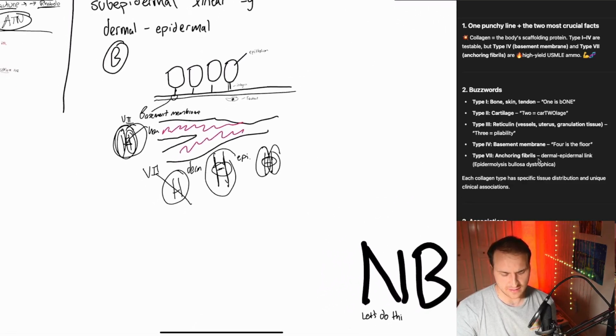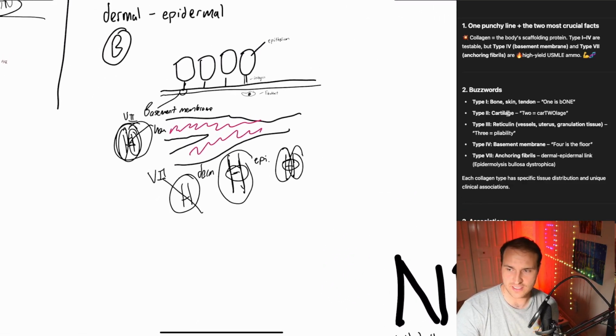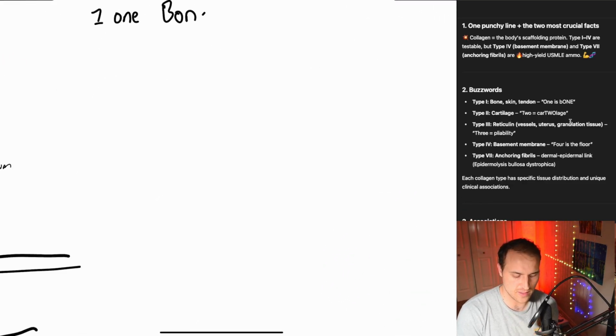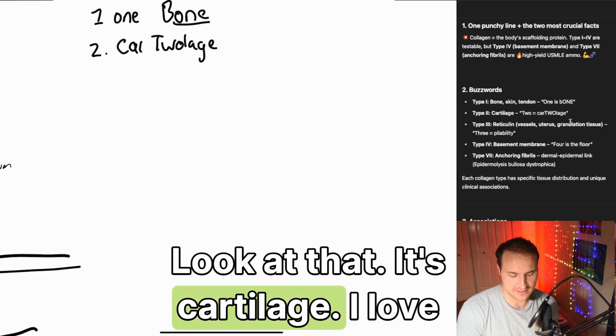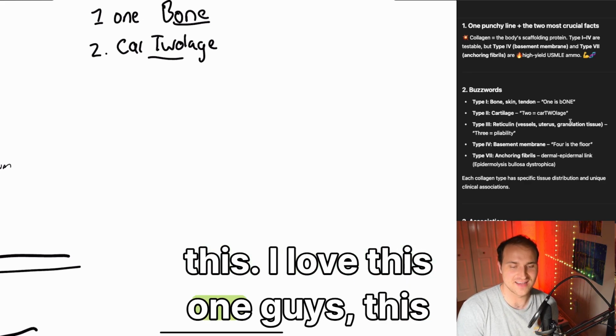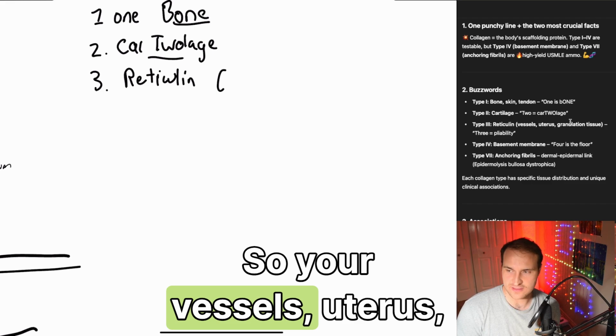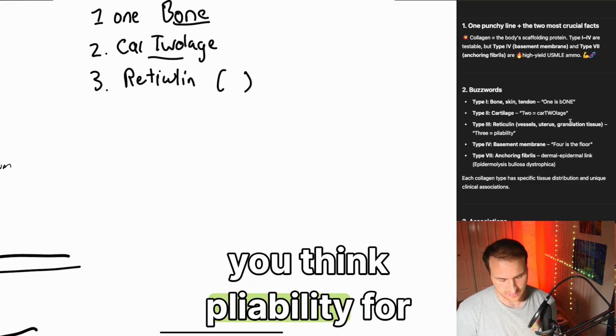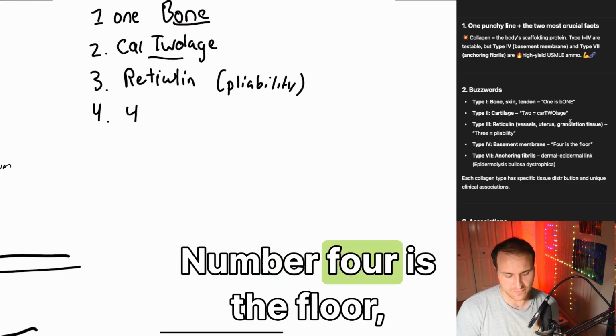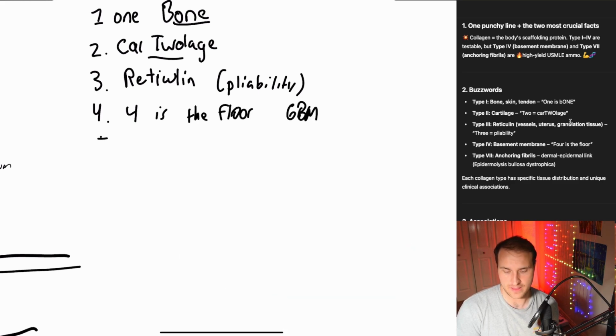Now, some of you are like, oh, collagen type 7, how'd you know? Well, check it out. 1 is the bone. Notice that it has 1 in it. 2 is cartilage. Look at that, it's cartilage. I love this one, guys. This is so good. Like and sub if you like this stuff. So your vessels, uterus, granulation tissues, you think pliability for 3. Number 4 is the floor, right? Glomerular basement membrane. And we'll skip over here to 7.